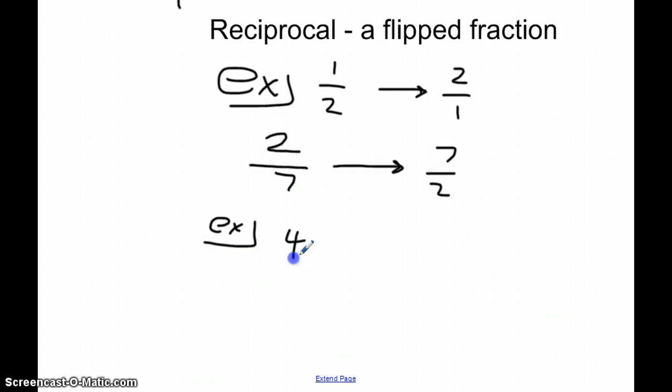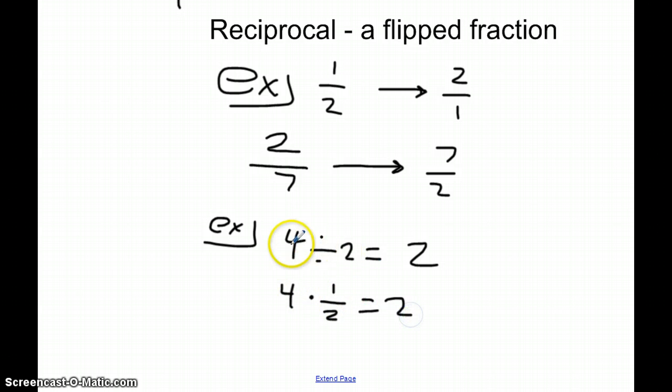If we did 4 divided by 2, you guys obviously know that 4 divided by 2 is 2. Okay, but if we multiply by 2's reciprocal, the reciprocal of 2 is 1/2. Well, what's half of 4? That's 2. So you can either divide by a number or you can multiply by its reciprocal to get the answer. You see how the answers are both 2.